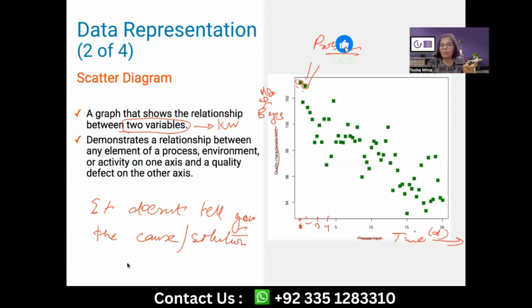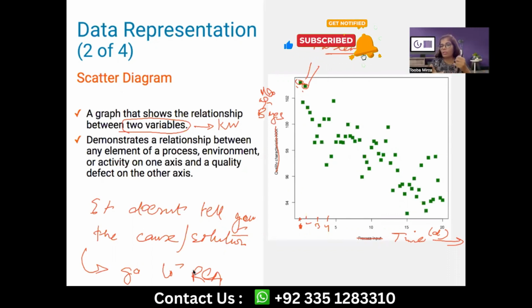To get your answer, you need to take this problem and go back to the RCA technique, cause and effect diagram, to perform that analysis and get to know your solution, or the detailed analysis, and apply that fix, and then come back to this and represent the gathered data after applying the fix.